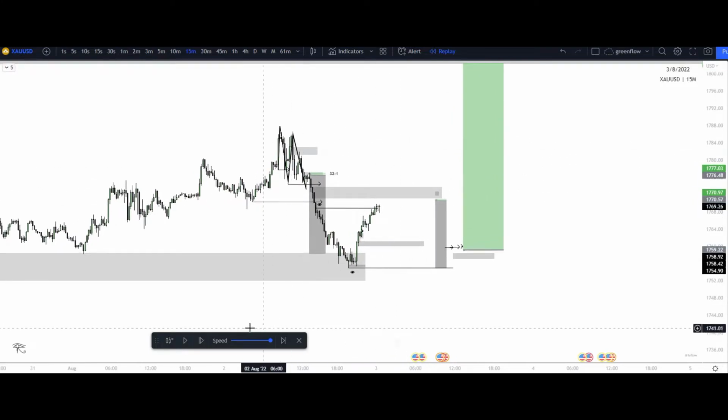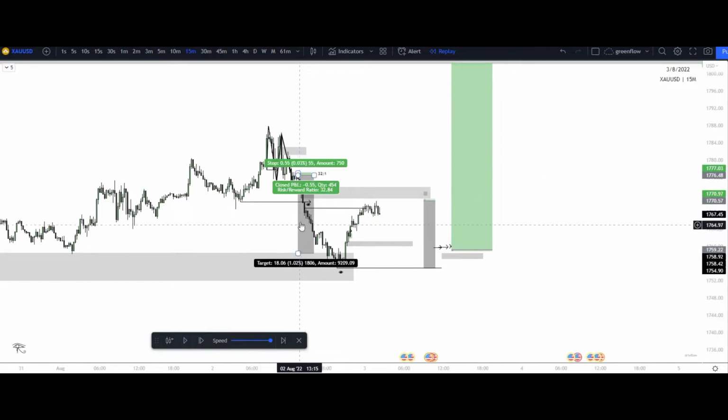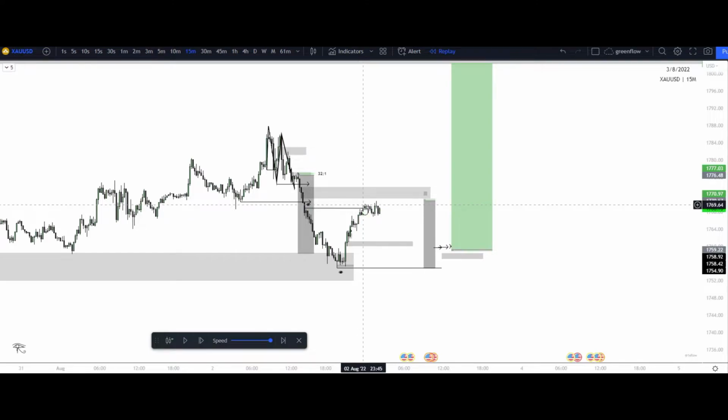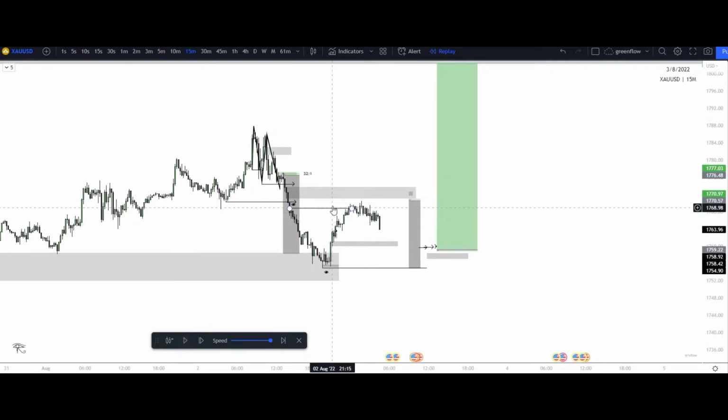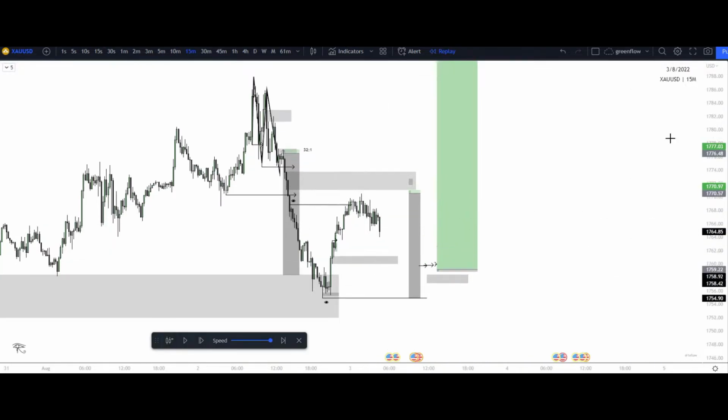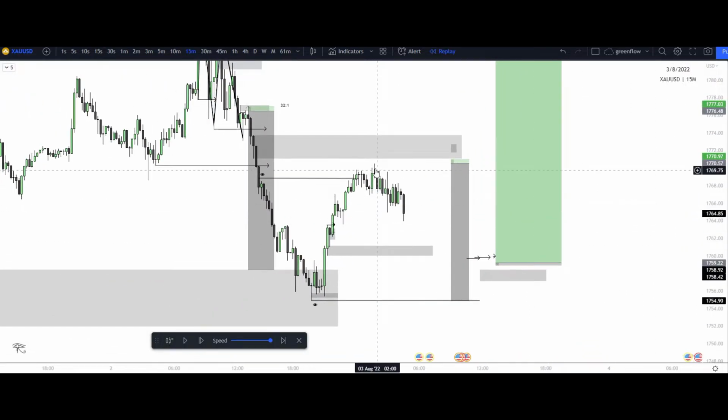So we have our area of supply. Let's watch what price does now. Now that the shorts are taken out, we get a liquidity raid upside. Does it mitigate our area? No, it does not. What happens? Price starts to come lower. What does this do? Starts to create that short liquidity again, right? Exactly what we were talking about before.